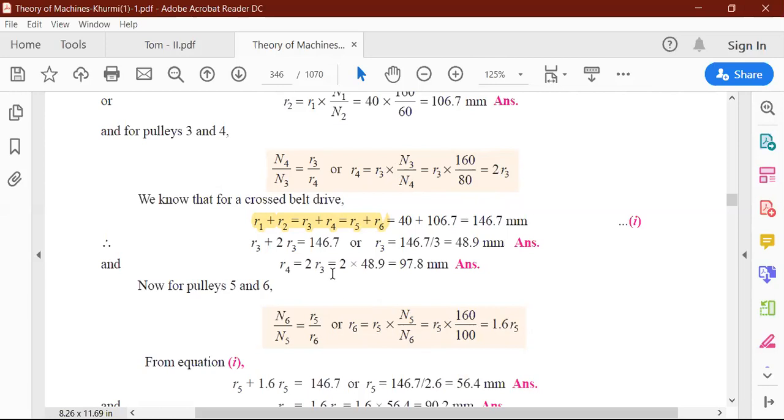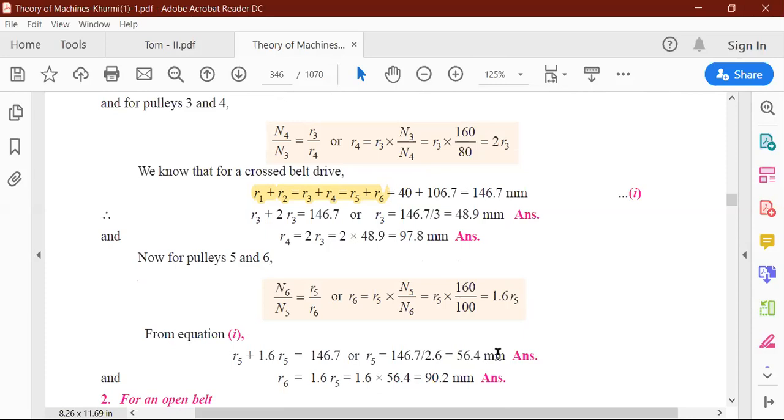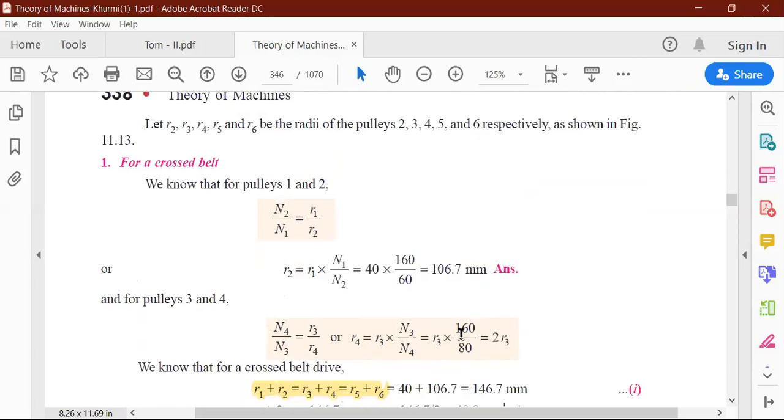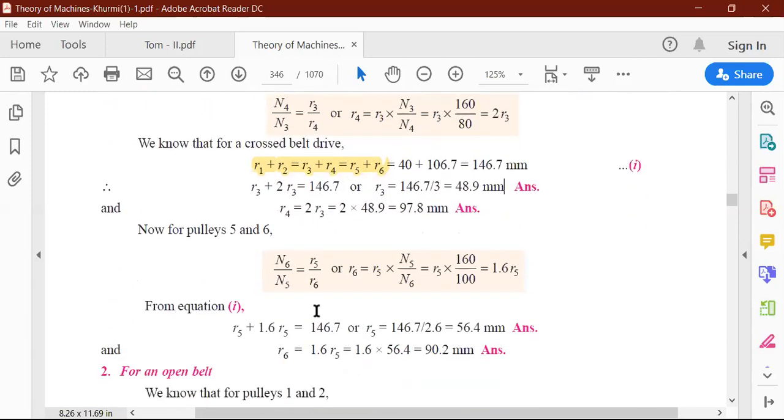Again put this in the same format, R5 as it is, R6 written as 1.6 R5. So this is 2.6 R5 is equal to 146.7. So R5 is equal to 146.7 divided by 2.6. So you will get 56.4 mm as your R5 value. Okay, and from the equation R6 equal to 1.6 R5, you can calculate R6. So for cross belt drive we can find out R2, R3, R4, R5 and R6.